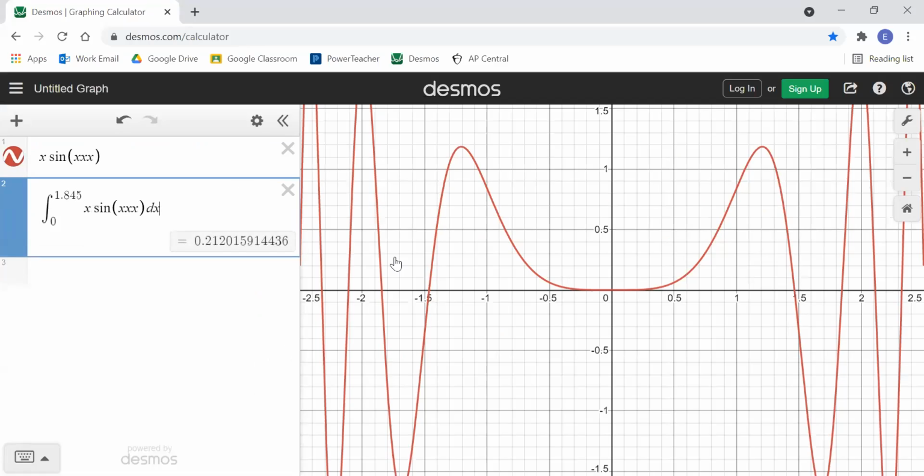Looks like I forgot to put the absolute value in. That's the important part of it. Looks like it's 1.011140. So 1.011.